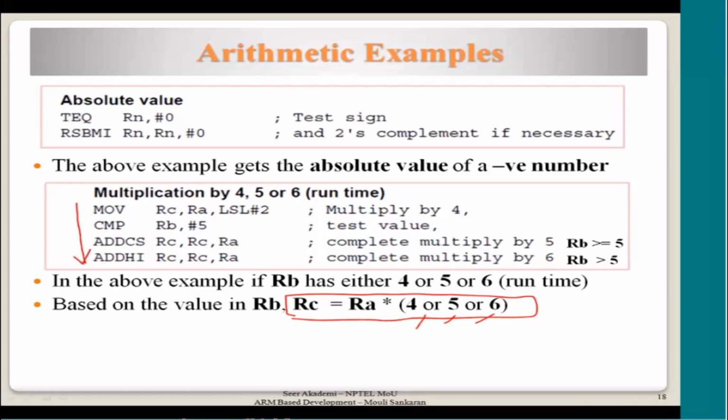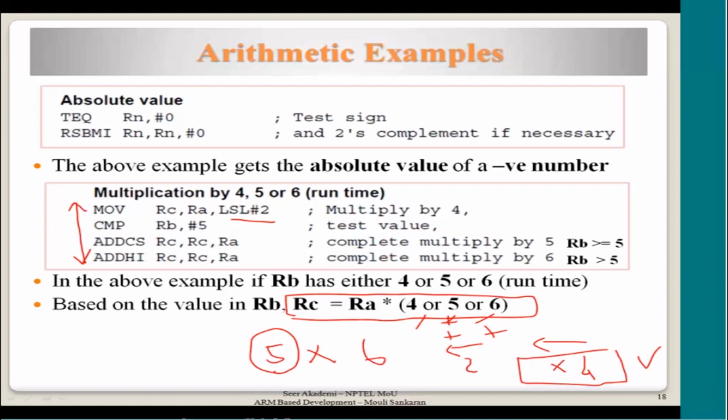Multiplication is a costly operation, whereas just with the move and LSL, LSL is what? Left shift. Left shift by 2 bits is equivalent to multiplying by 4. Agree? So after that, if you want to multiply by 5 or 6, it can be done by one extra addition. Please remember, suppose you want to do 5 into 6. I can do it in 2 ways. This 5 itself, I will shift it by 2 bits, which is equivalent to 5 into 4.